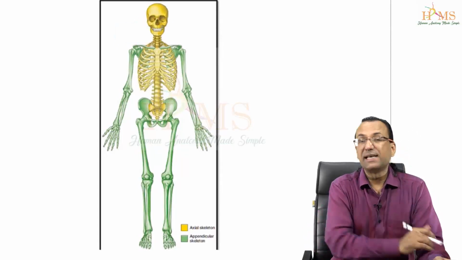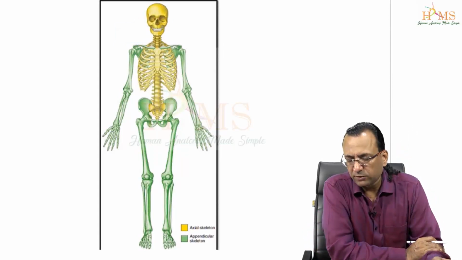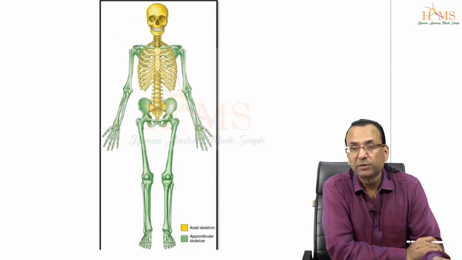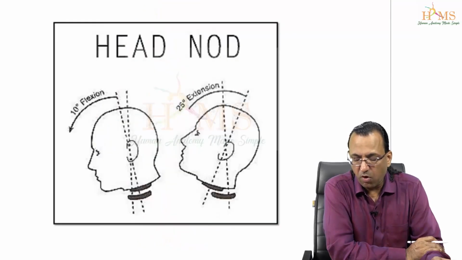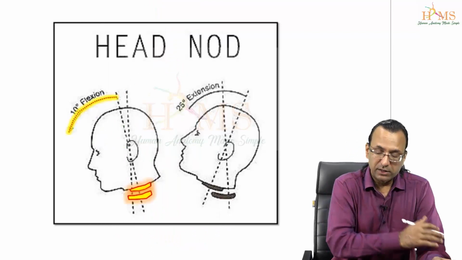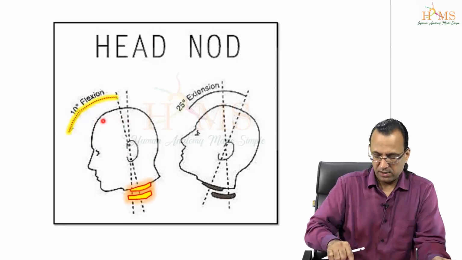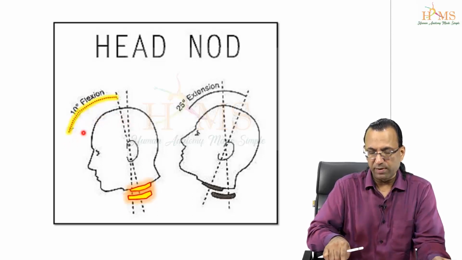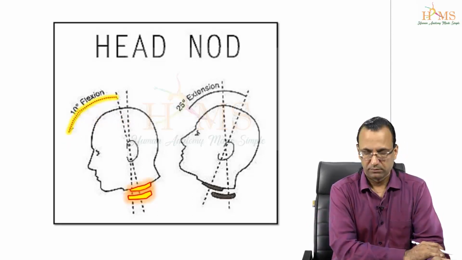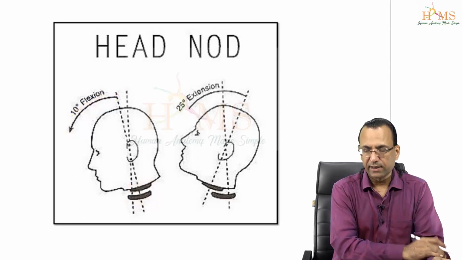Atlanto-Occipital joint is ellipsoid. What is this Atlanto-Occipital joint? This is between the skull and the vertebra, the first cervical vertebra. What is this joint doing? It is for the nodding movement, the yes movement. So, you mean to say when I move my head for flexion, extension, that is called the nodding movement, the yes movement. The skull is moving on the atlas bone.